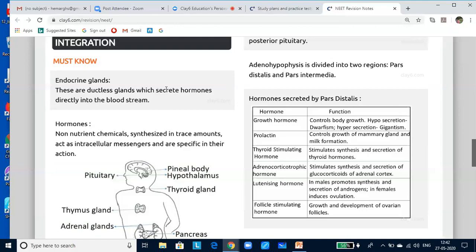Examples: sweat and oil glands of the skin, salivary gland, liver, etc. Endocrine glands do not have ducts to carry their secretions to the target organs. These glands secrete their secretion into the blood for transportation to the site of action. Example: thyroid, pituitary, pancreas, hypothalamus, and so on. And the branch of science dealing with the study of the endocrine system is called endocrinology.